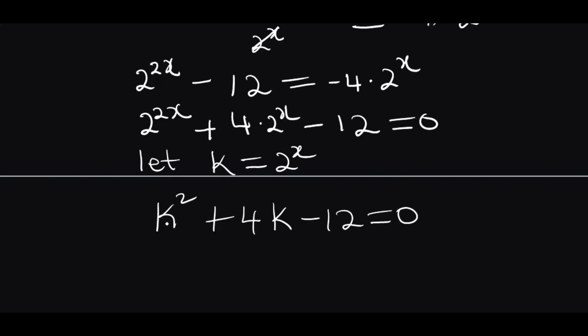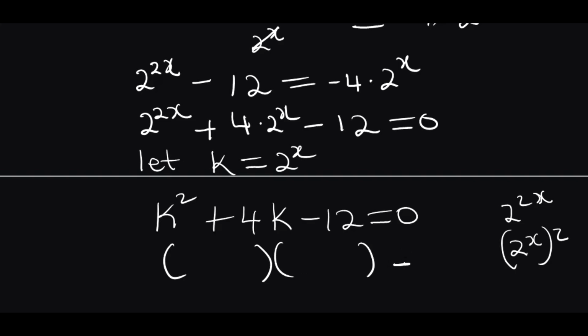Why we put k, okay, let me split this. Here we have 2 to the power 2x. This can be written as 2 to the power x, then we put 2 outside brackets. That is why we say k squared, because where there is 2 to the power x, we put k, then we have k squared. Right now, we need to factorize this.